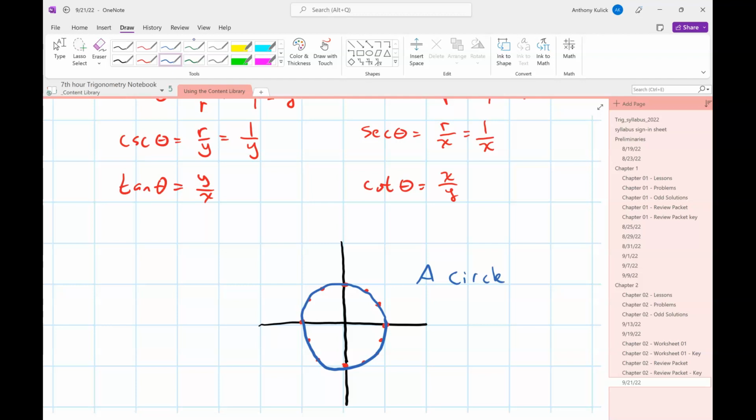And what's the radius of this circle? How far is each of these points from the origin? 1 unit. So the radius of the circle is 1, right? That's just 1 there. So it's radius 1. We have a special name for this kind of circle. We call this a unit circle.